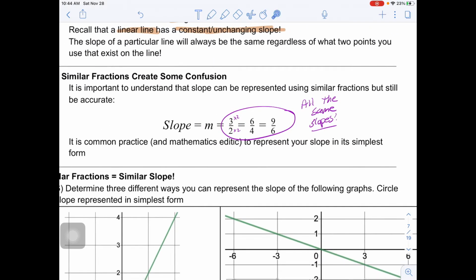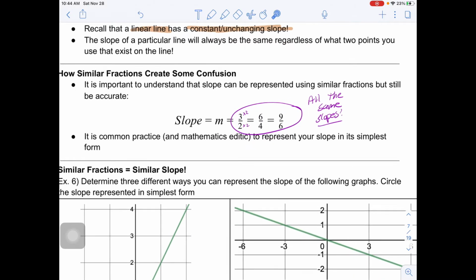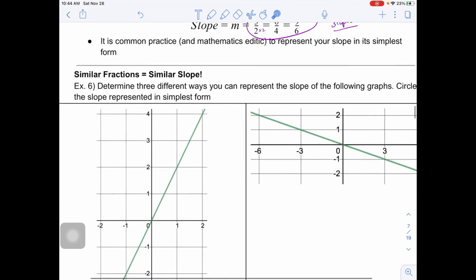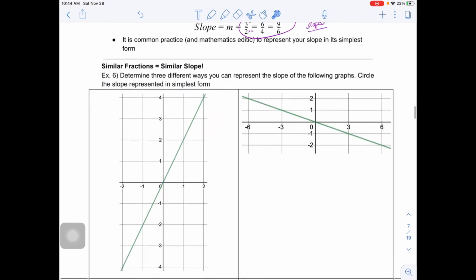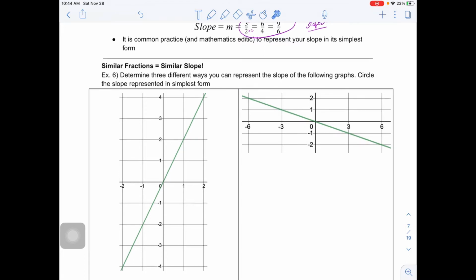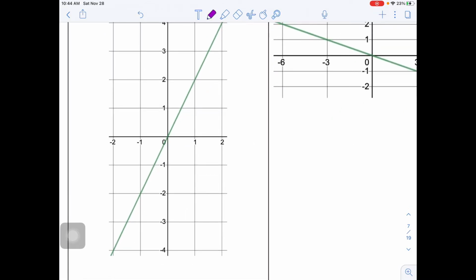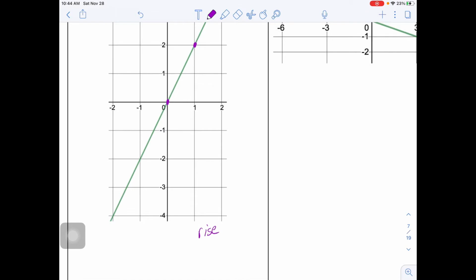Now, for mathematics, we usually represent our slope in simplest form. So if you end up getting 6 over 4, you simply simplify it to 3 over 2. So let's quickly do similar fractions equal similar slopes. Determine 3 different ways you can represent the slope of the following graphs. Circle the slope represented in simplest form. We already know how to find slope pretty easily: find 2 points, and then ask yourself, what is the rise? We divide that by the run, okay, and that's our slope.